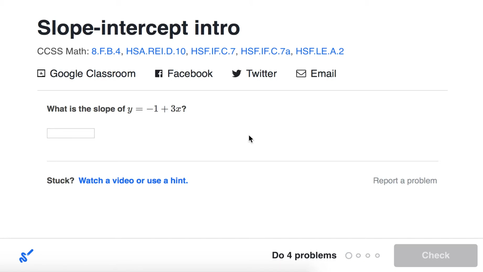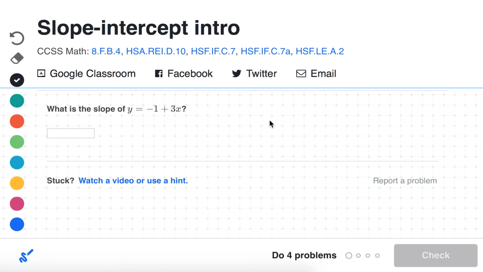In this video, we're going to take a look at 3 Khan Academy assignments related to slope-intercept form. So we'll start with slope-intercept intro. This first problem says, what is the slope of y equals -1 plus 3x? Well, let's rearrange this equation in slope-intercept form, where that begins with the x term. So y equals 3x minus 1.